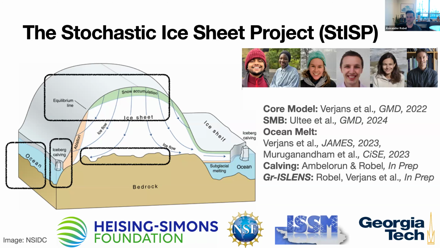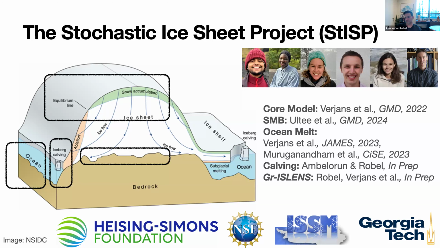And then we've used a combination of observations and high fidelity models to develop stochastic parameterizations of snow accumulation and melting at the surface. That's a paper led by Liz Alty that's just coming out now in GMD. And then also parameterizations for ocean melting in a Greenland-like setting, a paper by Vincent Verjean from last year, and in a more Antarctic-like setting, a paper by student Shiva Muruganandam in 2023.